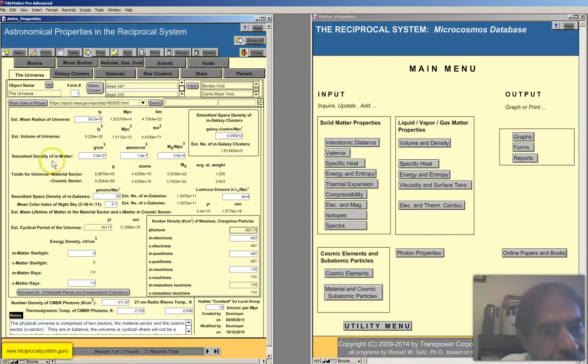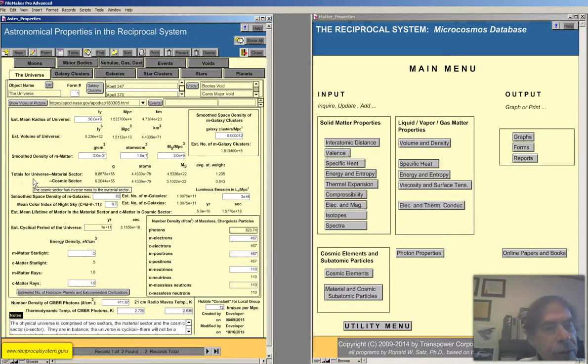Smooth density of matter, 2 times 10 to the minus 31 grams per cubic centimeter, 1 times 10 to the minus 7 atoms per cubic centimeter, 3 times 10 to the 9th masses of the sun per cubic megaparsec. It's all calculated based on the estimated mean radius of the universe.